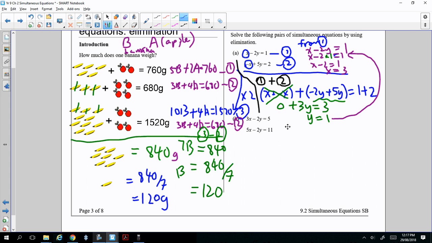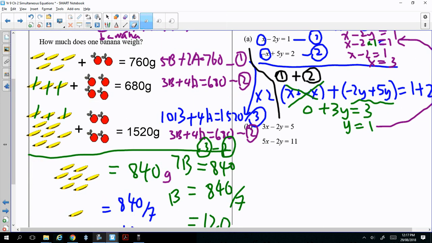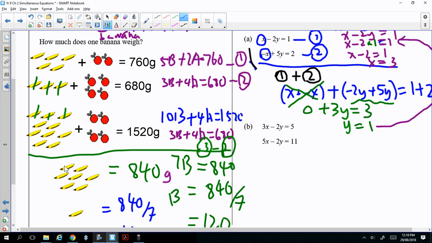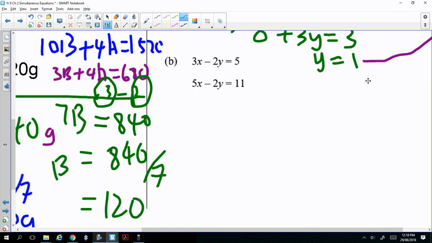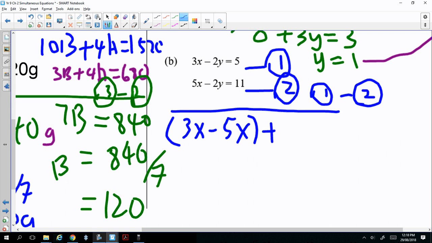Okay, let's rub this off because it's a bit confusing there. Okay, let's continue. We're going to call this 1, call this 2. We're going to subtract the two equations, so you write 1 minus 2. Why do I subtract? Because negative 2y minus negative 2y, they cancel.